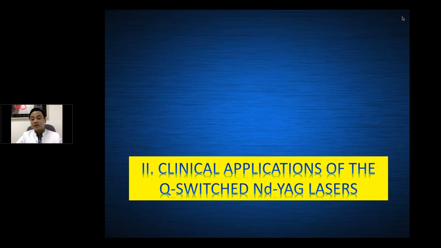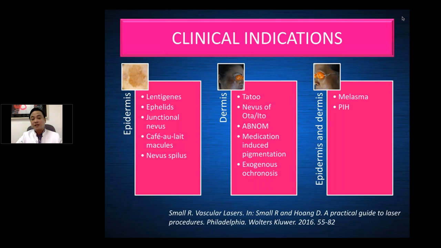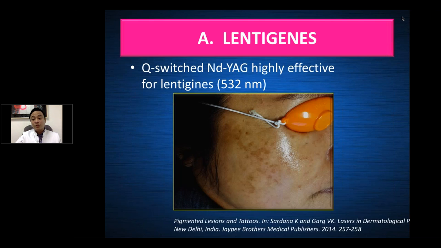All right, so what are the present clinical applications of the Q-switch and the YAG laser? Again, I'm showing these slides: epidermal lesions, dermal lesions, and lesions that involve both the epidermis and the dermis. So I start with lentigines. The Q-switch and the YAG is known to be highly effective for lentigines, and we use the 532 nanometers.